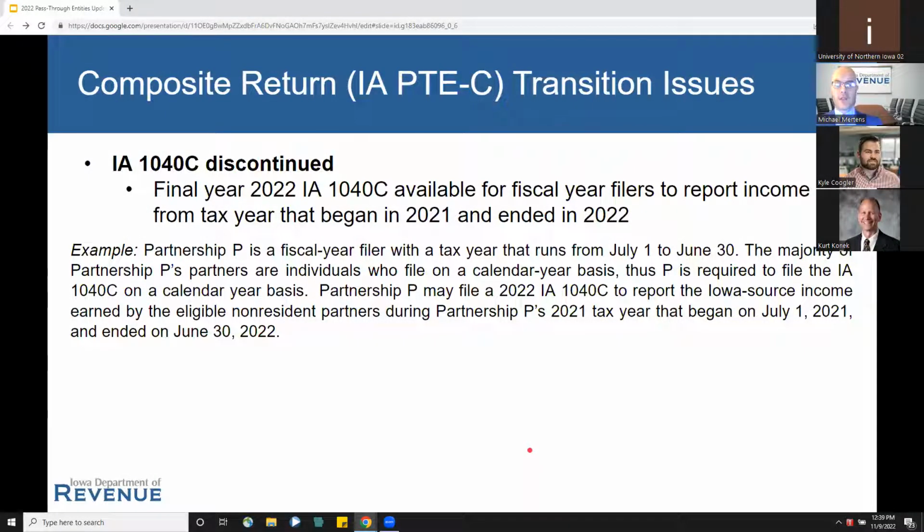So to facilitate this transition from the old composite return law to the new one, the partnership may file a 2022 1040C to report Iowa source income from that 2021 tax year. It started on July 1st, 2021 and ended on June 30th, 2022. It may also need to file a 2022 composite return. So it may be filing two composite returns, but they are for different pools of income, different tax years, even though it's the same tax year on the return.